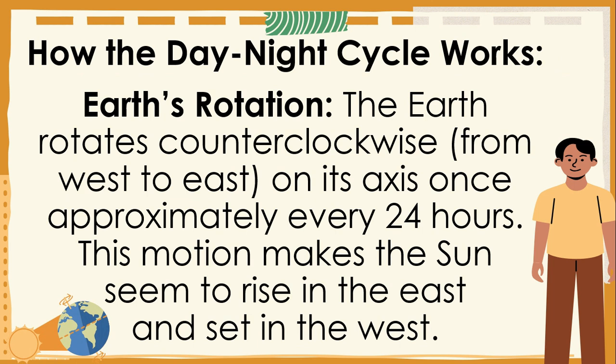Earth's rotation. The Earth rotates counterclockwise from west to east on its axis once approximately every 24 hours. This motion makes the sun seem to rise in the east and set in the west.